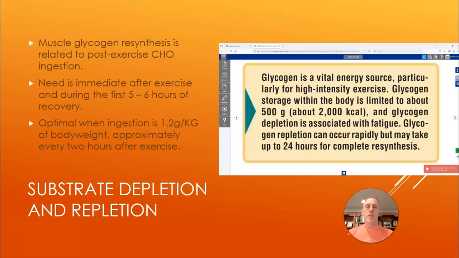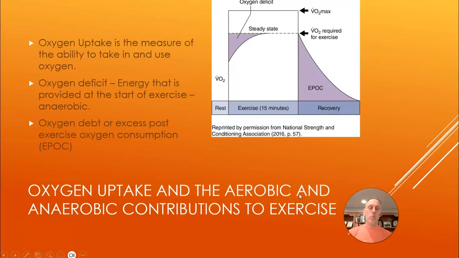The book lists that it's optimal when the ingestion is 1.2 grams per kilogram of body weight. You can do the math on your own body weight as you're listening to me talk about this, about every 2 hours after exercise. Glycogen storage within the body is limited to about 500 grams or about 2,000 calories. So one can make the argument of how much you actually depleted and then how many calories you actually have to ingest. The replenishment of glycogen itself does occur fairly rapidly, but you also have to be systematic about replenishing glycogen.